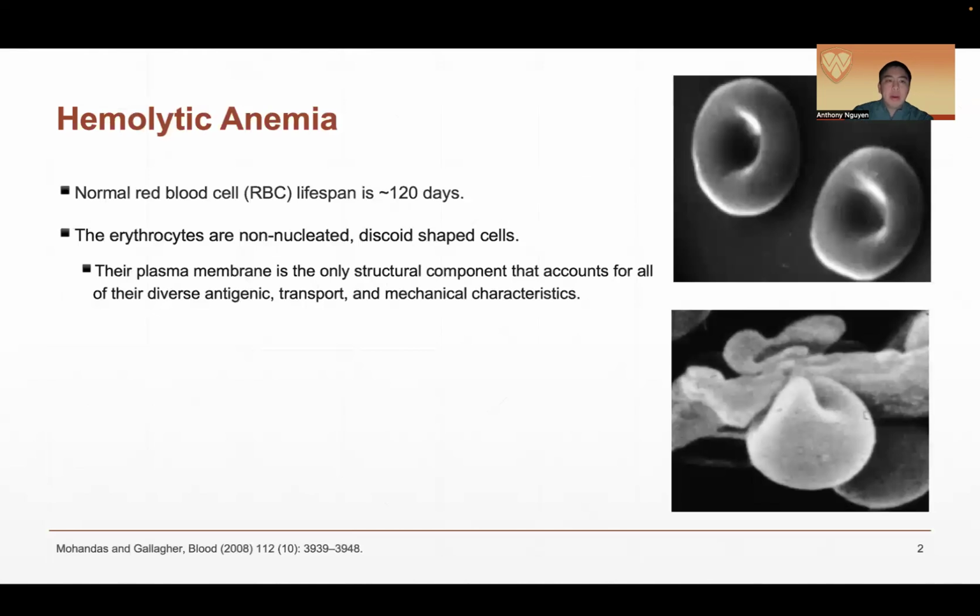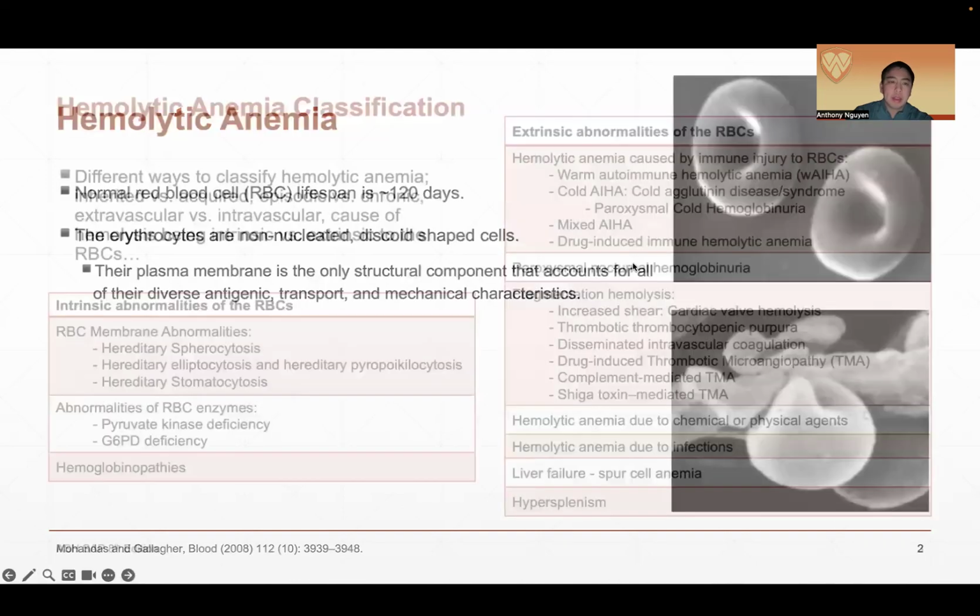So, a normal lifespan of a red blood cell, whose main responsibility is for carrying oxygen to organs, is about 120 days. They don't have nuclei, and they are discoid-shaped cells that look like donuts. And their plasma membrane is the only structural component that accounts for their diverse antigenic, transport, and mechanical characteristics.